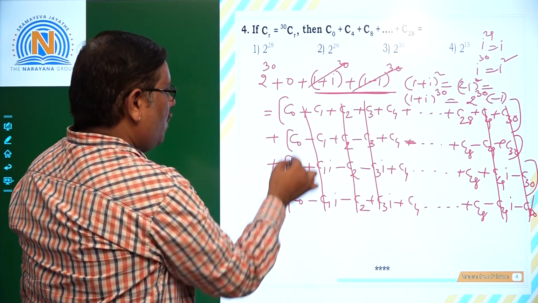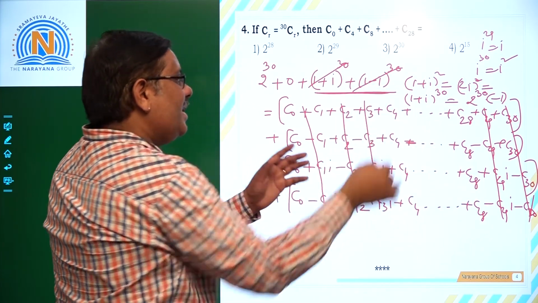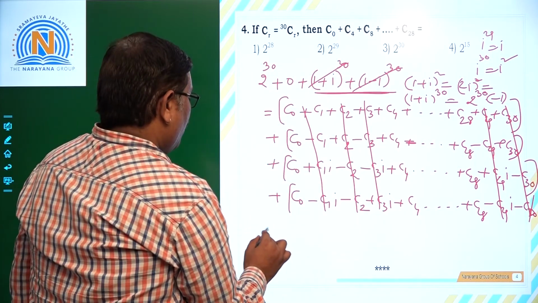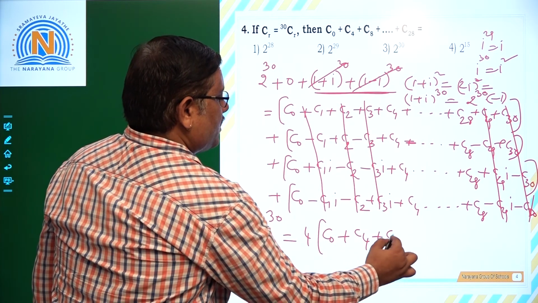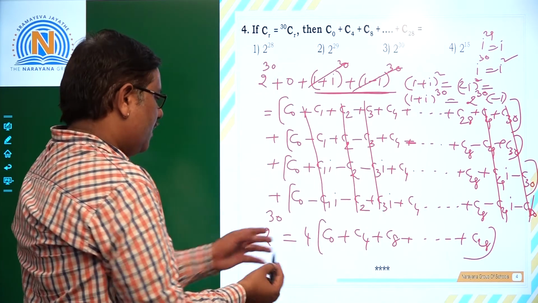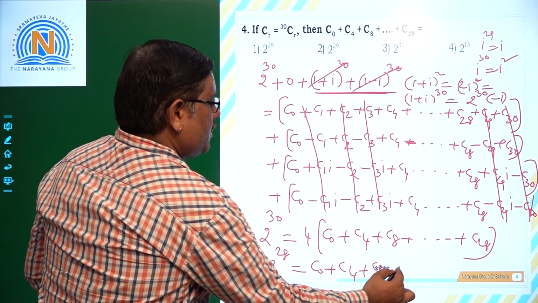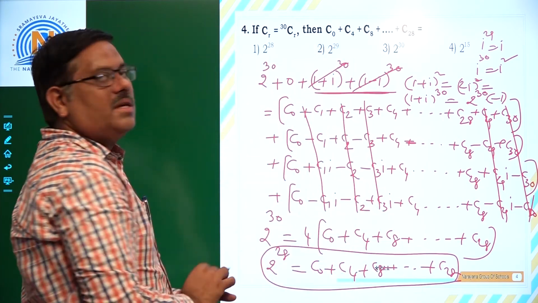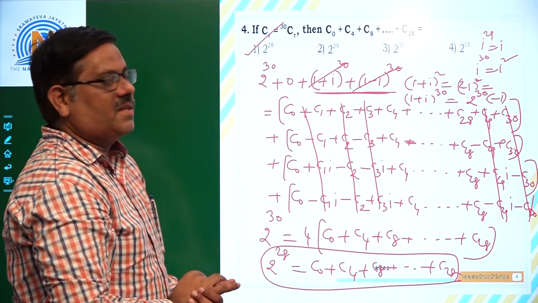So we are going to have 4 times C0, 4 times C4, plus 4 times C8, all multiples of 4. The 0, 4, 8 subscripts will remain. So we have 2 power 30 is equal to 4 times (C0 plus C4 plus C8 and so on, plus C28). If you divide by 4, that becomes 2 power 28 equals C0 plus C4 plus C8 and so on, plus C28. So the answer for the given question, C0 plus C4 plus C8 and so on, plus C28, is nothing but 2 power 28, which is the first option for us.